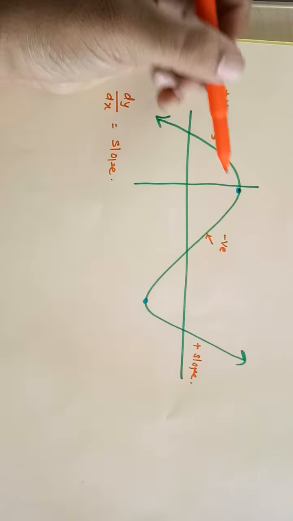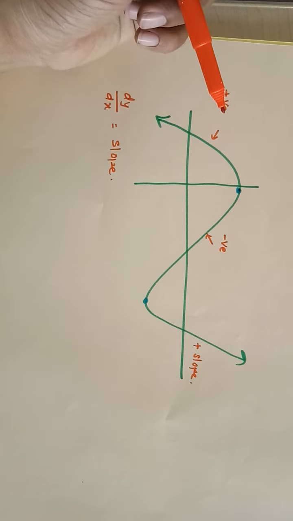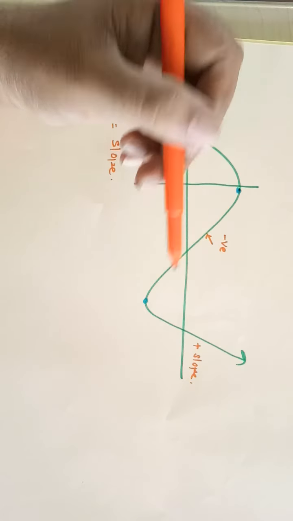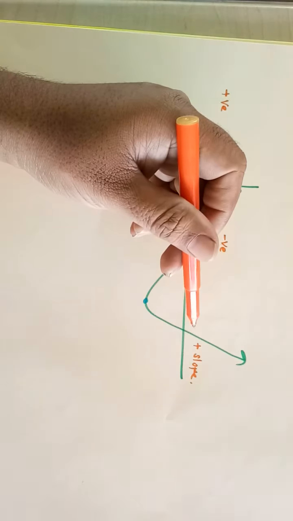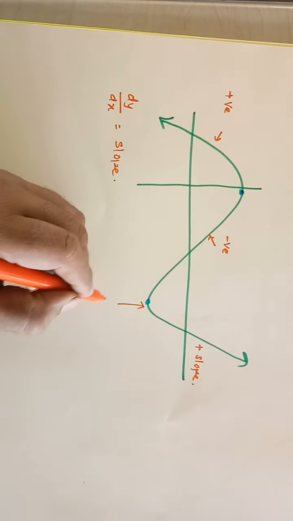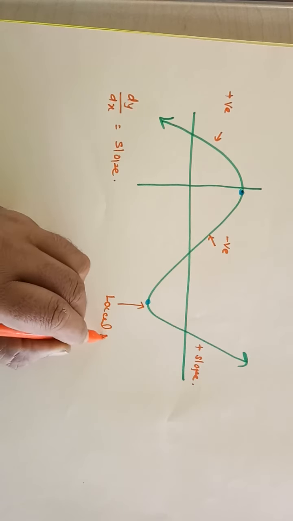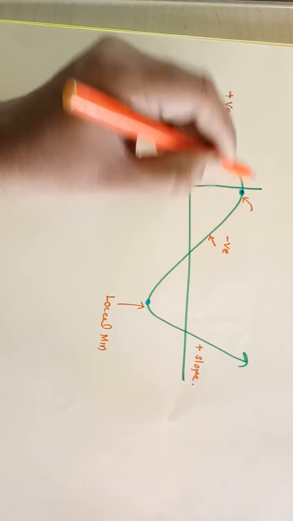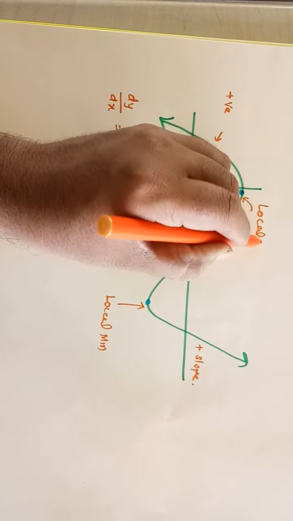Now there is a very important observation you can make: for a maximum, your slope changes from positive to negative, and for a minimum, the slope changes from negative to positive. So this is your local minimum, and this is your local maximum.